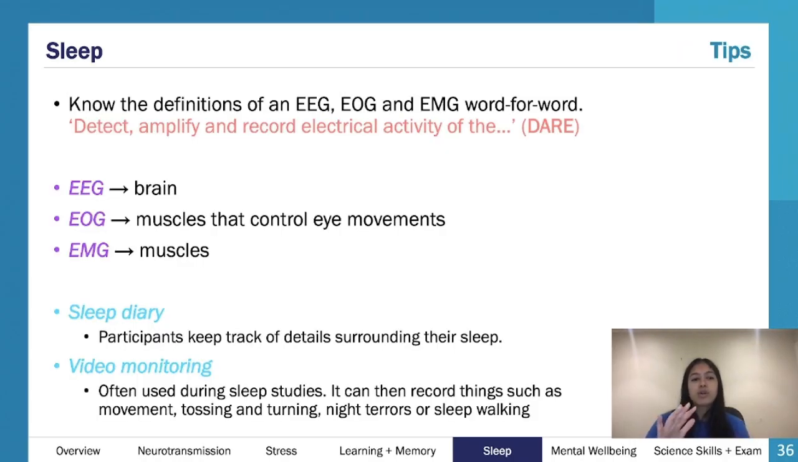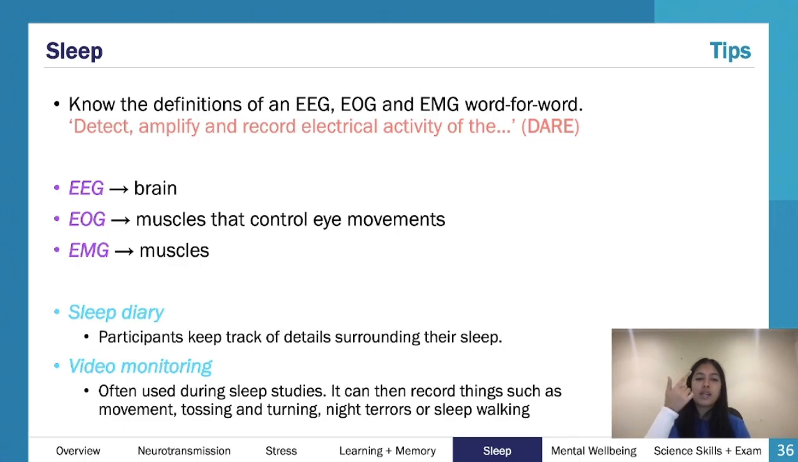Okay, so figuring out how we measure sleep, you have to use this specific phrasing when you write it. VCAA are just very particular about it. The acronym is DARE: detect, amplify, and record electrical activity of the brain, of the muscles that control eye movements, or muscles. Important with your EOG, muscles that control eye movements. Do not say record electrical activity of the eyes. VCAA won't accept it.